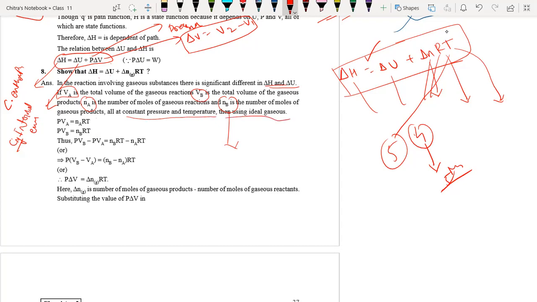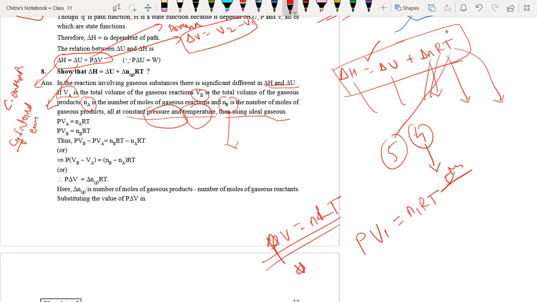Then using the ideal gas equation, what is the ideal gas equation? It is PV equals nRT. For the initial condition, since pressure and temperature are constant and cannot change, I write P only, but V will be V1, the initial volume: P V1 equals N1 RT. For the final condition, P V2 equals N2 RT. This is equation number 1 and this is equation number 2.